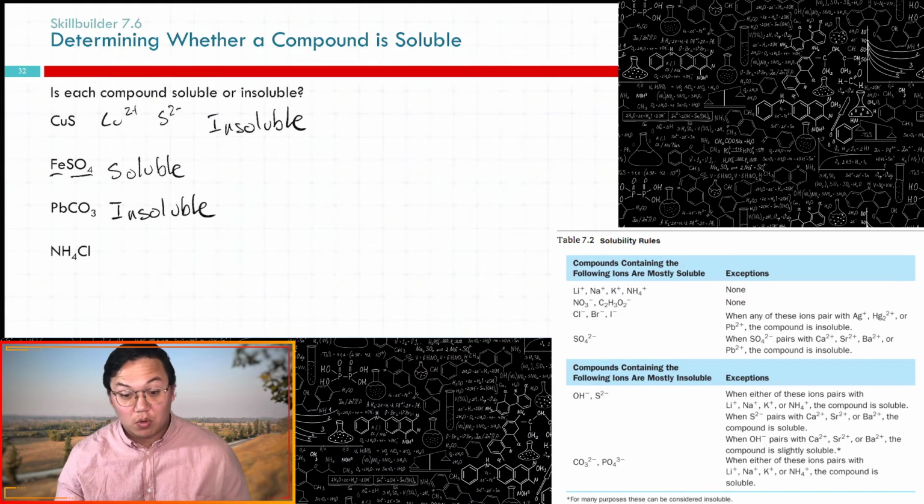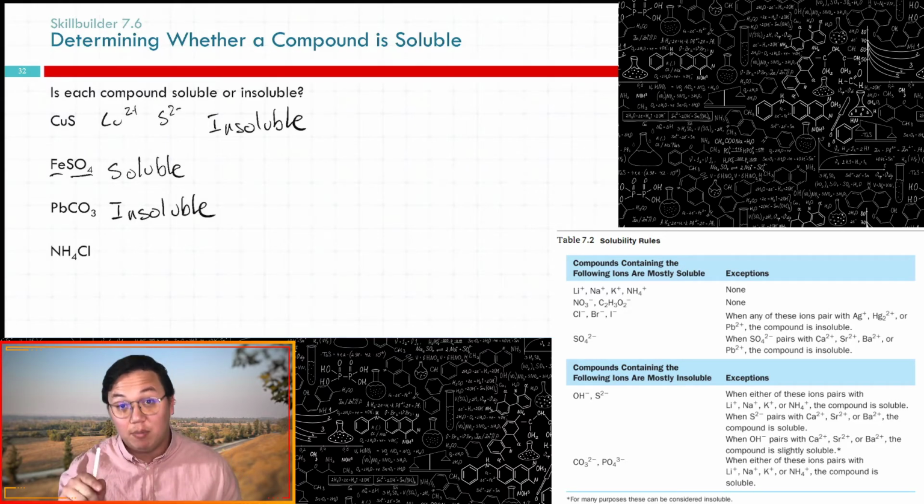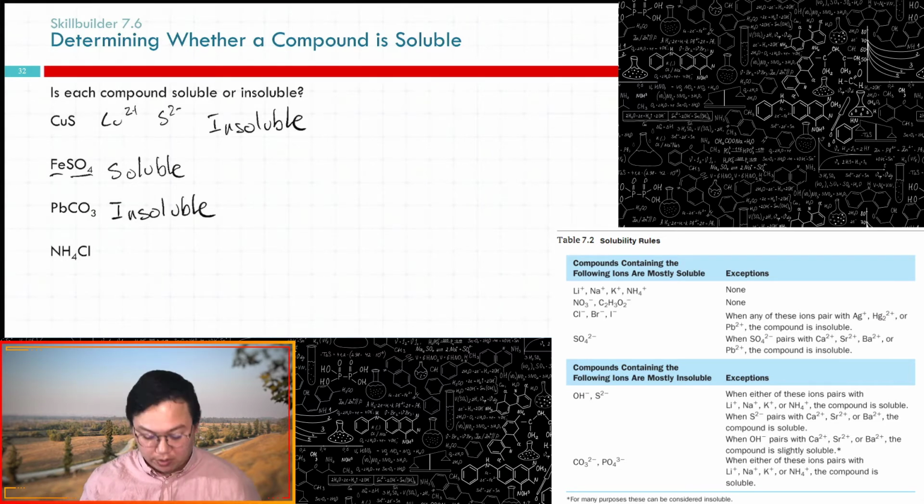Now we have ammonium chloride. Again, we can check our cations real quick, and we see that we have ammonium, and we see that there are no exceptions for ammonium. So it's soluble.